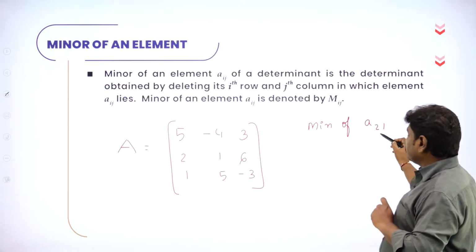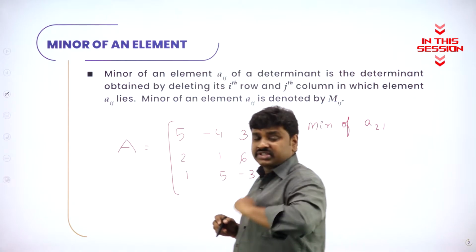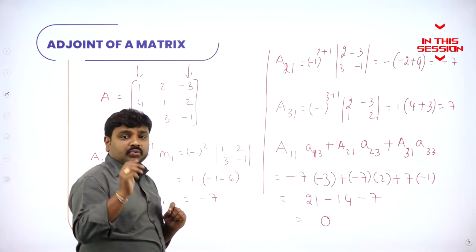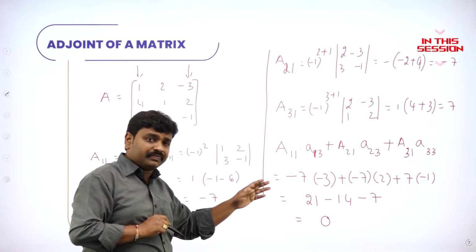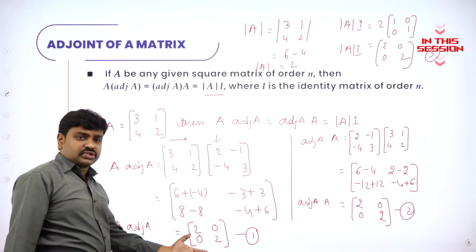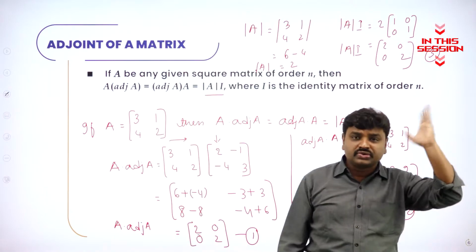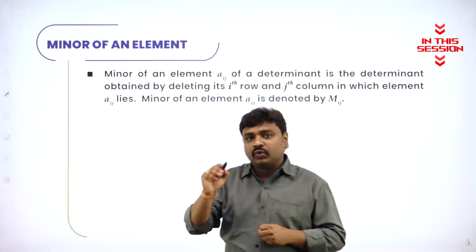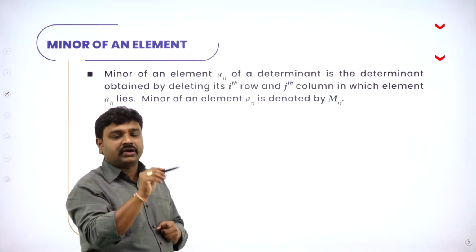Minor of A21 means what? You want the minor of the second row, first element. How to find it? So we could prove one of the properties. What is the property? The sum of the cofactors of any column multiplied with elements of another column is 0. What is equation 1? A into adjoint A, adjoint A into A, determinant A into I. Therefore, what is the conclusion? And how to find the cofactor of an element, and then how to find the adjoint of an element.